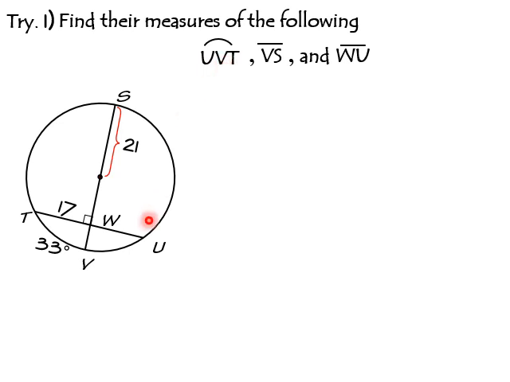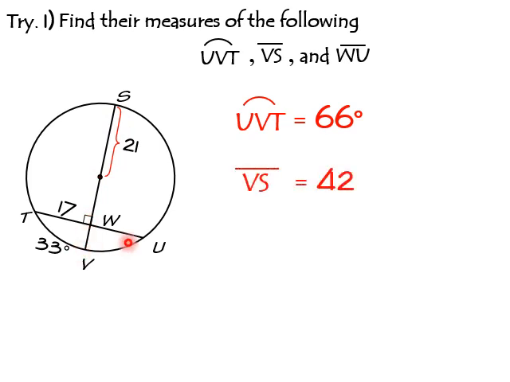So it says here UVT. UVT is this arc here. Well, if half the arc is 33, then UVT, the whole thing, would be 66. Next, it says find VS. VS is the full diameter. If half the diameter, which is the radius, is 21, the full diameter would be 42. Finally, WU. WU is half the chord. And WU would be congruent to WT. So WU would be 17. And there you go.